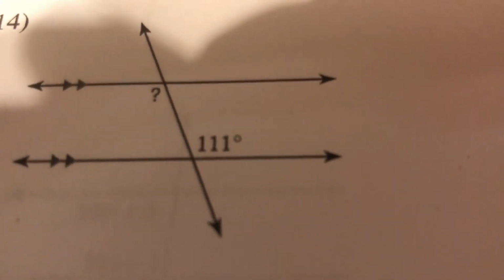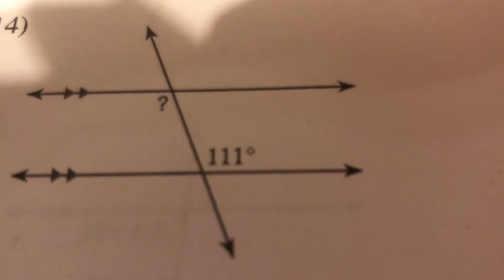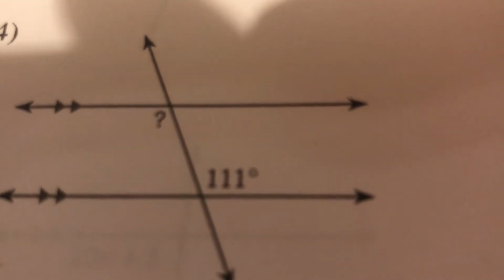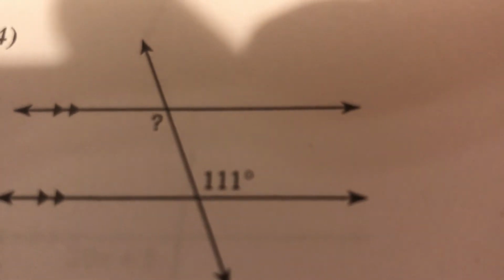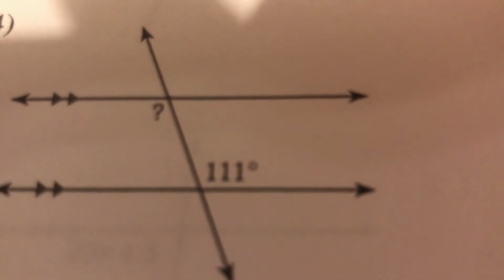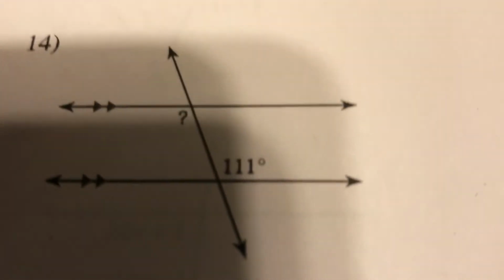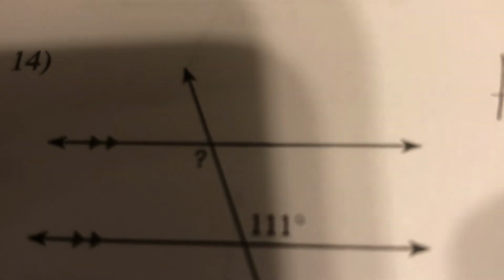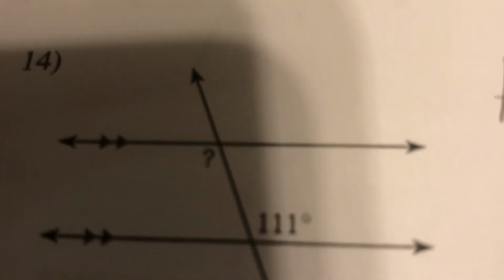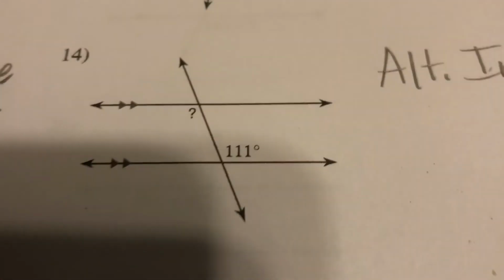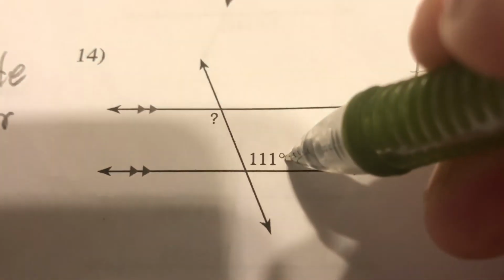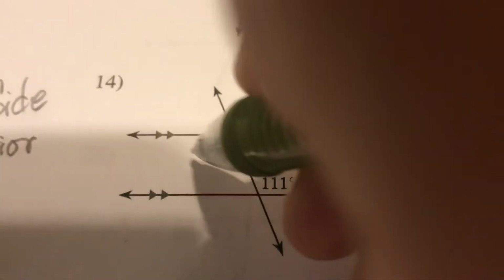On number 14, you have a 111 degree angle, and you have a missing angle measurement, and we can see that they're inside my parallel lines, so that makes them interior. They're on opposite sides of my transversal, so that makes them alternate. So these are alternate interior, and we already know that alternate interior angles are going to be congruent. So if this one is 111 degrees, then this one also has to be 111 degrees.